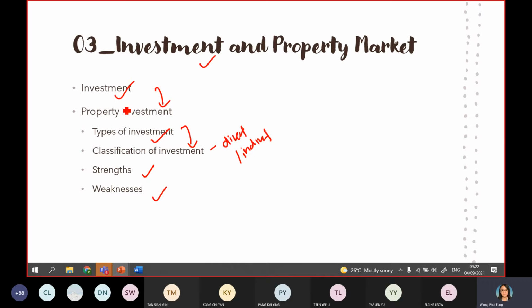Remember that from this chapter, you must always talk from the investor's perspective. For an investor, their aim is what? Investment is to maximize the profit, to maximize their return. So that is their aim.